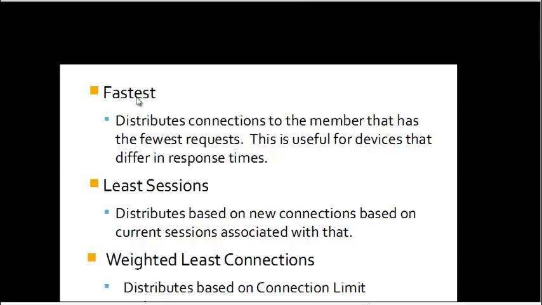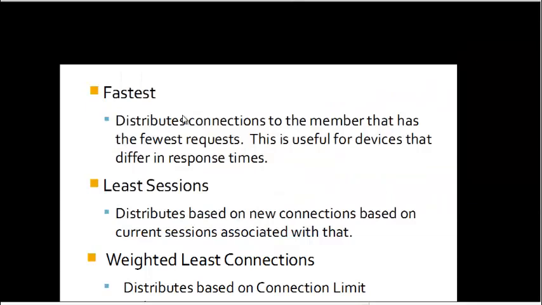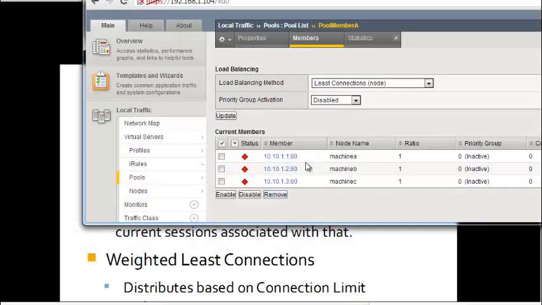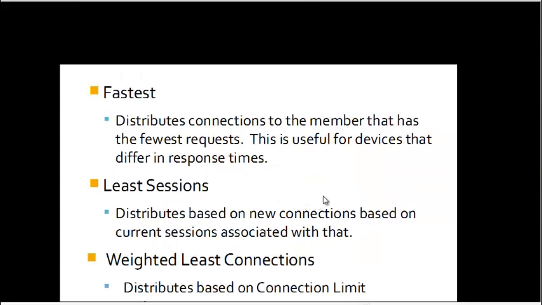So again, a couple more. As you can see, there are a number of load balancing methods, and this still falls under dynamic. Fastest distributes to members that have the fewest requests. So 10.1 doesn't have anything coming into it. It'll pick that as the best bet to go to. It's useful for devices that differ in response time. So again, performance based. What is your system reacting at?